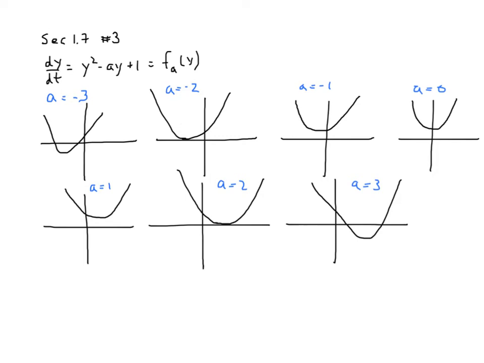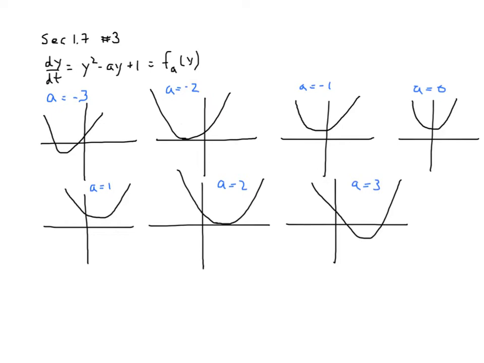This is section 1.7, number 3, one of the bifurcation problems. And we're given this differential equation that depends on the parameter a. We refer to the right-hand side as f of y with the subscript a, as this will vary in terms of a.